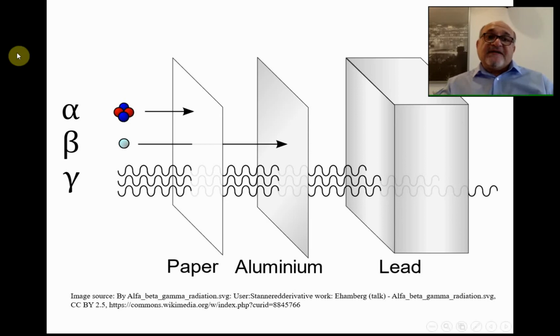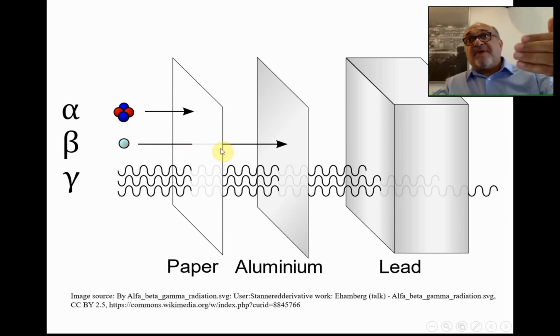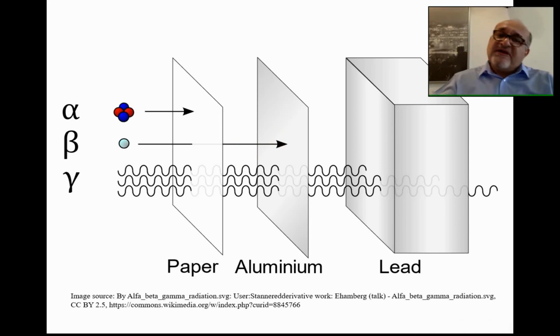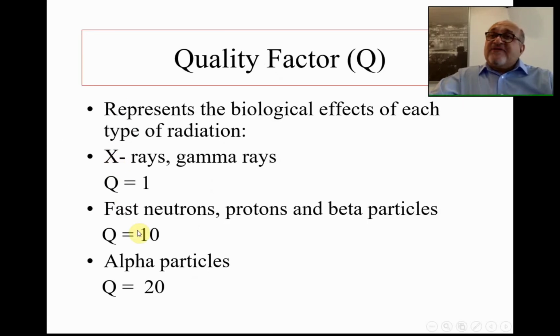On the other hand, the beta particles and the fast neutrons and the protons, they do not deposit all their energy in paper here. They are going to deposit some of their energy, and some of the remaining particles will pass, and they will deposit the remainder of their energy into aluminum, for example. So their quality factor is 10.